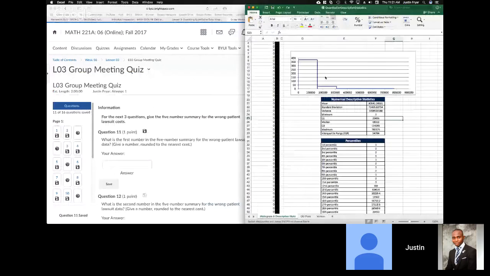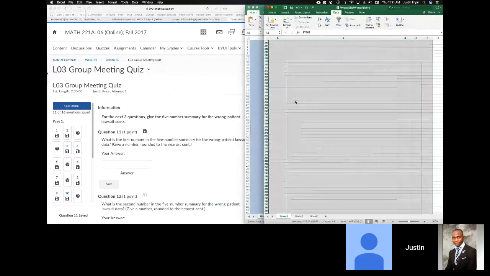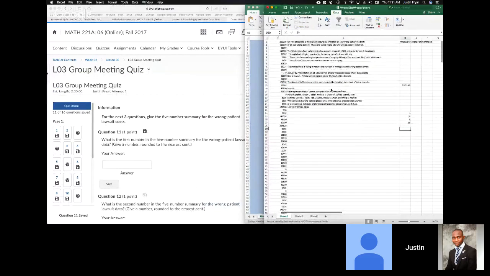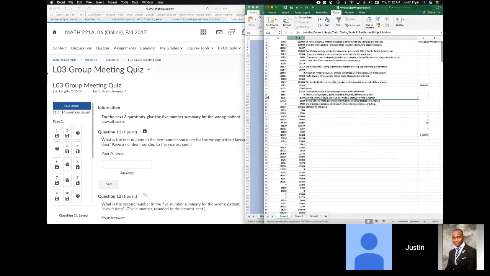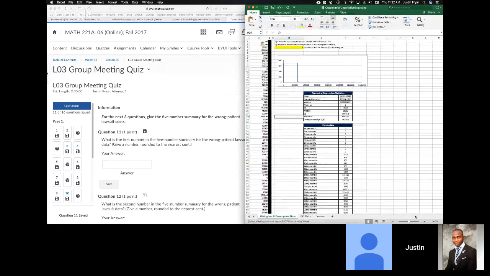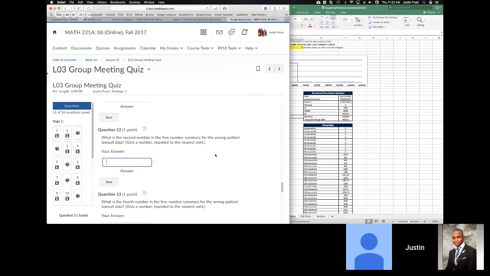Quick question. In doing this, we have to filter from top to bottom. Yeah. Okay, what we want is this data here. There we go. The minimum is still 0. So I've got the right data. Okay. First number.